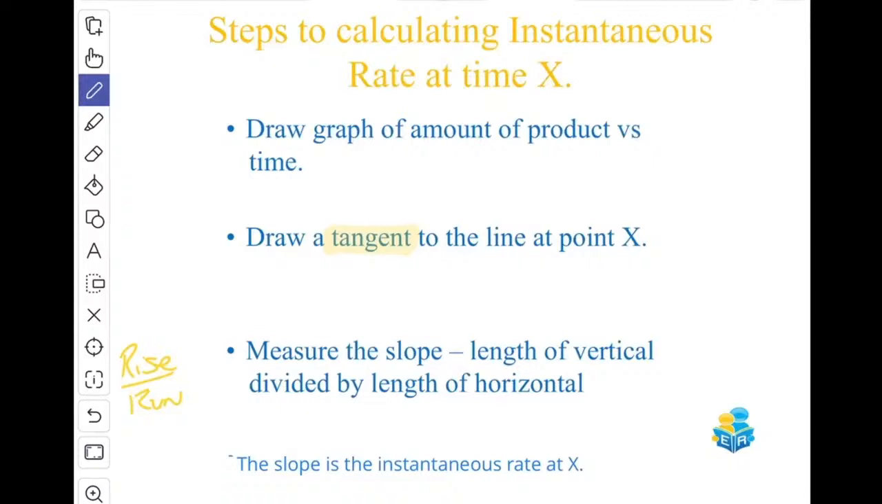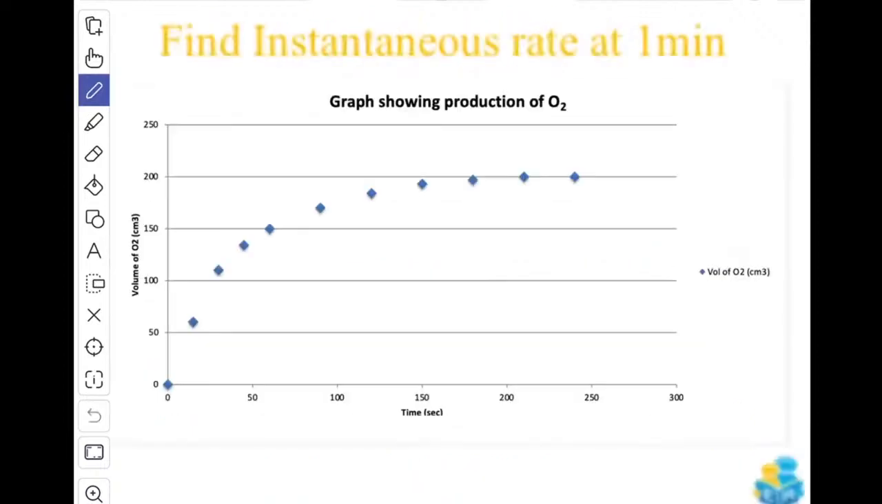So let's go and calculate the instantaneous rate for this graph here at 1 minute. So if you are finding the instantaneous rate at 1 minute, we can see on the bottom of our graph here that time is done in seconds. So the first thing would be that 1 minute is equal to 60 seconds. So we need to go and we need to find where 60 seconds is on the graph, and 60 seconds is somewhere around here. So I would say that it is at this point here.